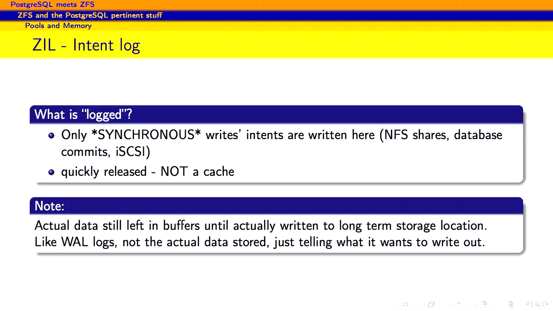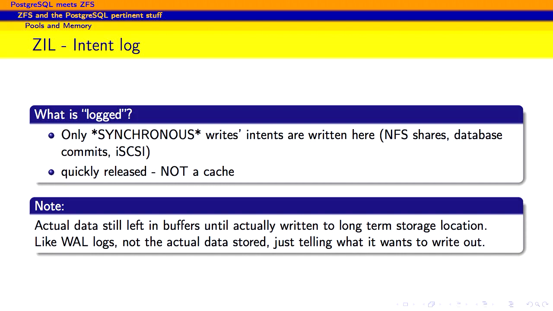The first one is the intent log. It only logs synchronous writes to the ZIL, and that is things like when you write your WAL logs. Those things are done synchronously, because Postgres needs to know it's on disk. Those sorts of things will get logged into the ZIL. It's not a cache. It's quickly released after the data has been written out from the buffer to the real storage. You can compare it to your WAL logs. It writes to a certain part, then it commits it to the database, and only once it's committed to the database does it actually remove it from the WAL logs.